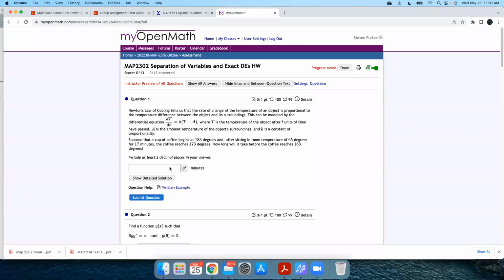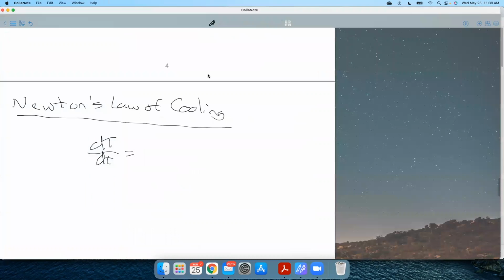Okay, so we had this problem back in separation of variables, because this is a separable DE too. And I'm just going to use the same letters that they used in that problem. These are not standard, like that A there. Most people wouldn't use that. Okay, so the way they wrote it there is k(T minus A). A here is what we call our ambient temperature.